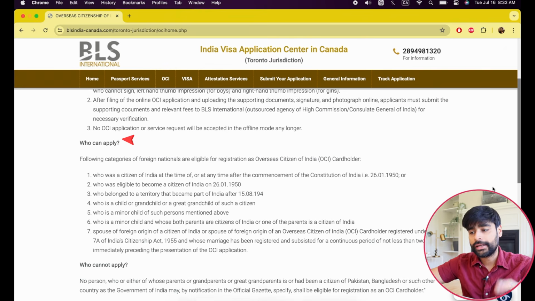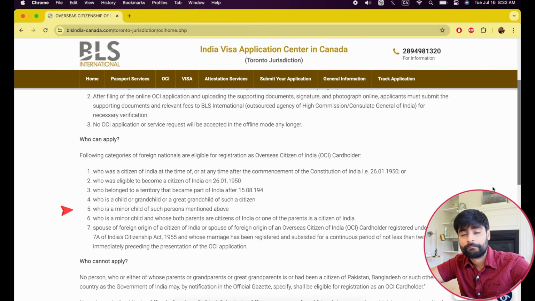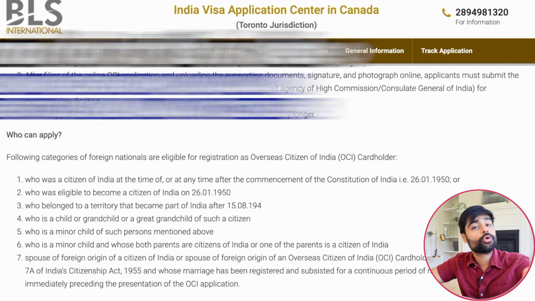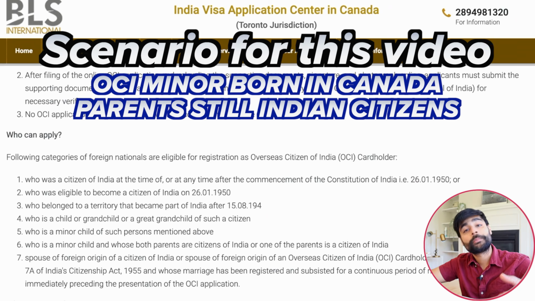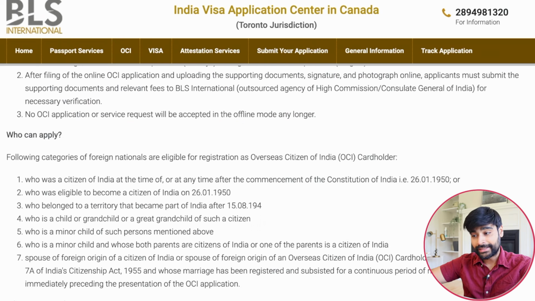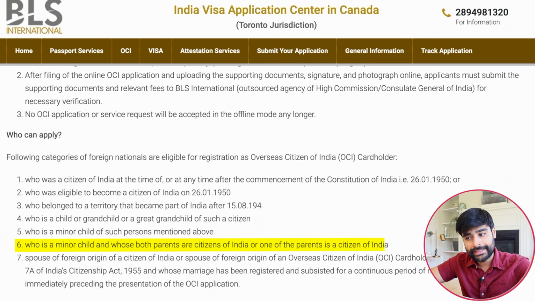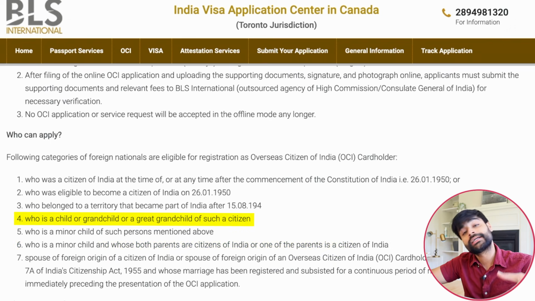Then under who can apply, all these categories of people can apply. So to be eligible, one of these situations has to apply to your minor child. For example, the case we are discussing in this video is the OCI application for a minor whose parents are still Indian citizens. So this category number 6, who is a minor child and whose both parents are citizens of India, or one of the parents is a citizen of India, applies to my wife and I. Now, even if one parent is an Indian citizen and the other parent is a Canadian citizen, their minor child is still eligible according to this category. Even if both parents are Canadian citizens but the grandparents are Indian citizens, that child is still eligible.